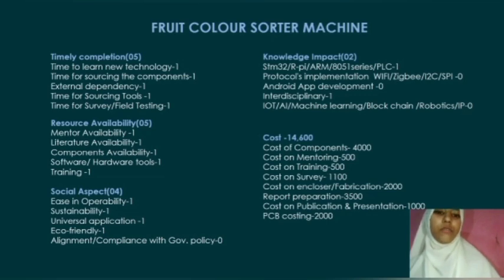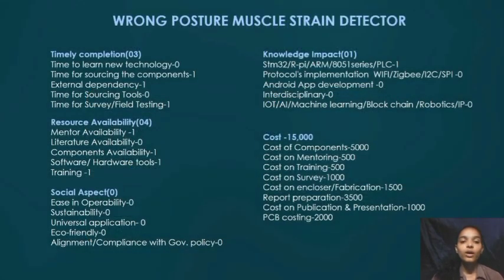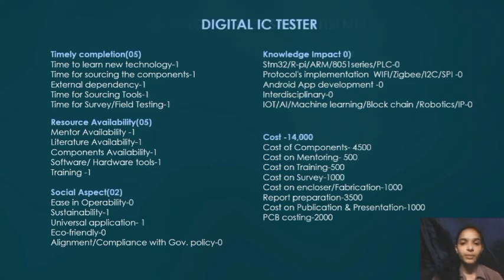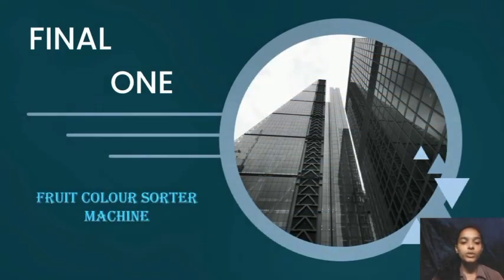project, which is the fruit color sorting machine, in which we have given marks according to the subparameters, like sourcing, components, and availability within us. The cost of the project is 14,600. So now you can see the matrix table, the scores of the projects. The highest score is 3.85%, which is the fruit color sorter machine project. So, with the help of our matrix table, parameters and subparameters, we have got our final choice, which is the fruit color sorter machine. Thank you.